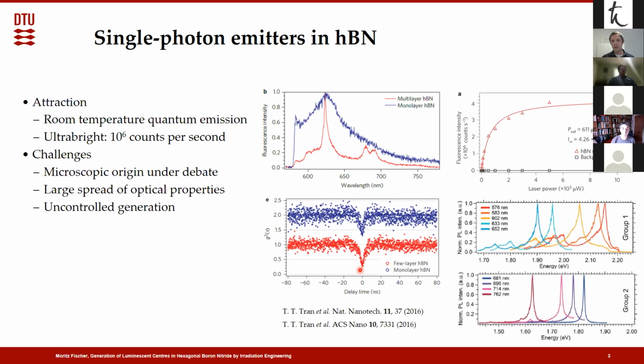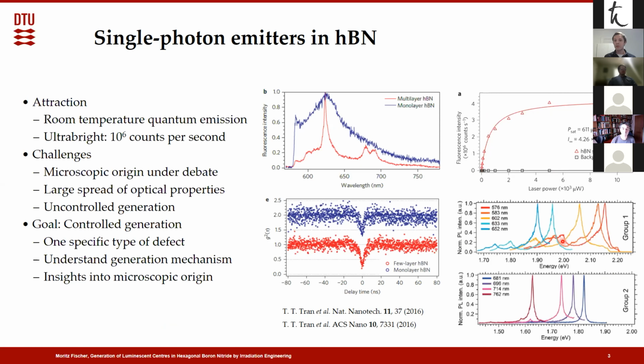So there are some challenges. And I would say most importantly, the microscopic origin is still under debate. And we also have quite a large spread of optical properties reported. The zero phonon line differs by a few hundreds of millielectron volts from luminescent center to luminescent center. And also the generation is mostly uncontrolled. So during my PhD project, we set ourselves the goal that we want to controllably generate those luminescent centers. And what do we mean by this? We mean that we only create one specific type of defect. And on top of this, we would also like to understand the generation mechanism, so how this one type of defect is formed. And by this, of course, we can provide insights into the microscopic origin, which is one of the main challenges of the field.